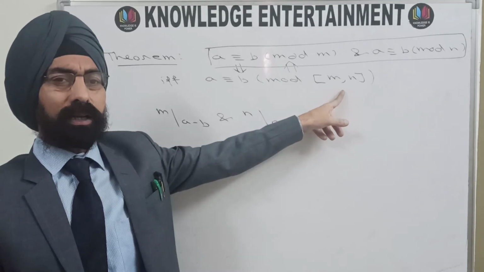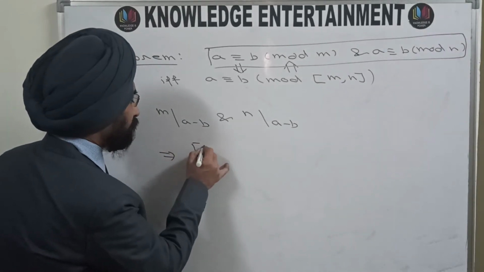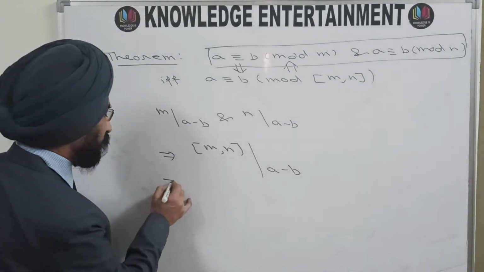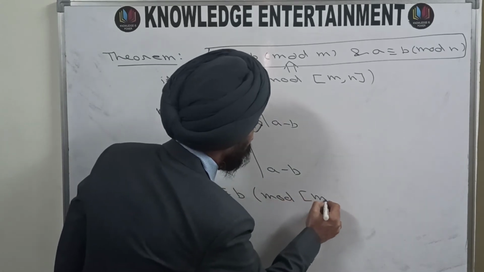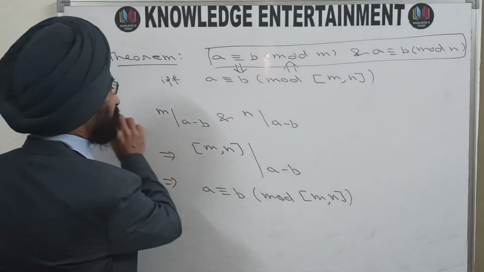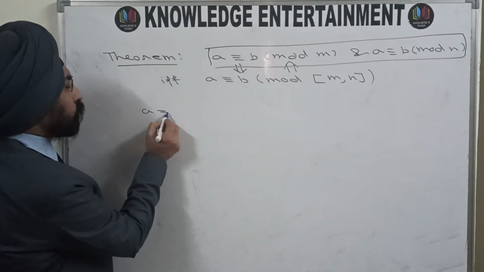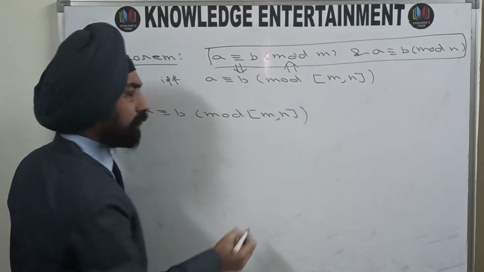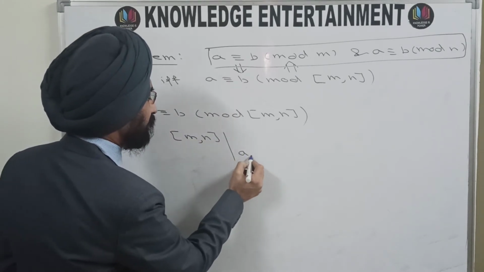So the least common multiple must divide every common multiple. So that means this LCM of m and n must divide A minus B, the common multiple. And from here you can directly write A is congruent to B modulo LCM of m and n. And along the same lines I can prove the converse very easily. Conversely, we are given that A is congruent to B modulo LCM of m and n, and this is given to us now. And it directly means that LCM of m and n divides A minus B.